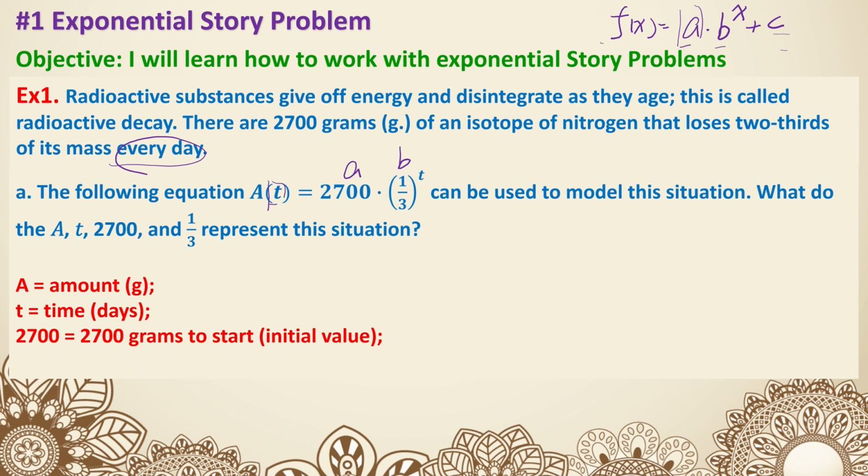Next, 1/3. Reading the question, you might be like, well, I don't see any part that mentions 1/3. However, the question said 2/3 and it's losing 2/3. If it loses 2/3, that means you have 1/3 left. So 1/3 actually indicates 2/3 decay each day, which means 1/3 remaining.